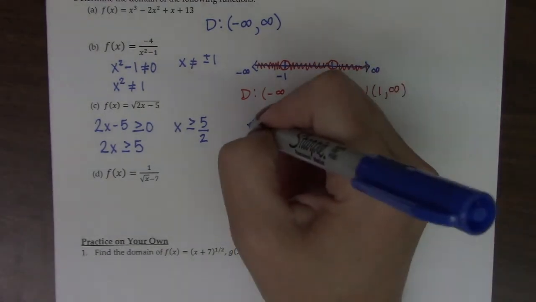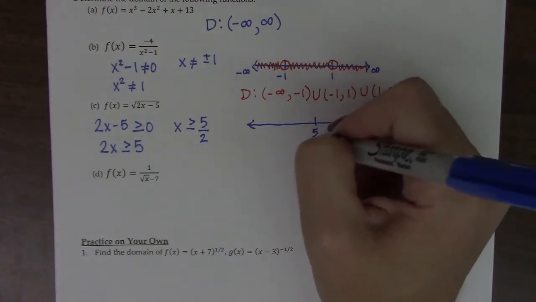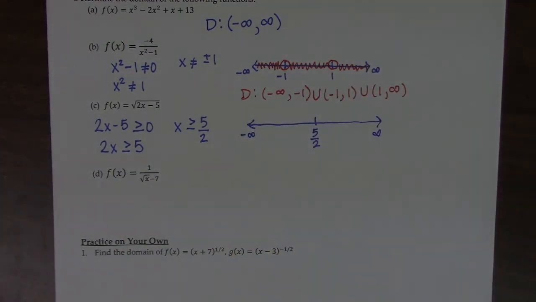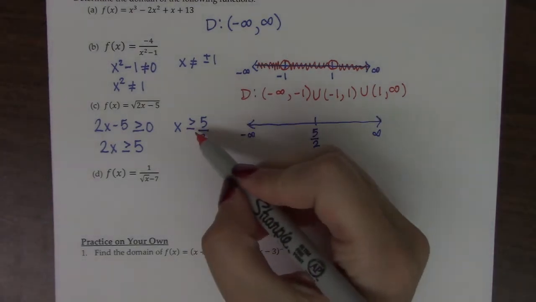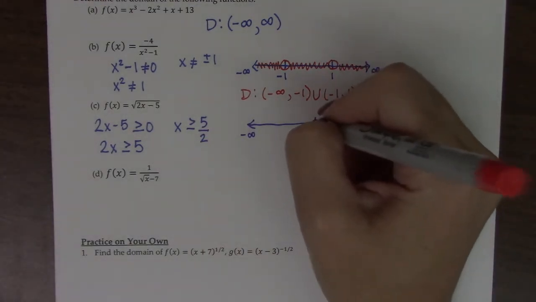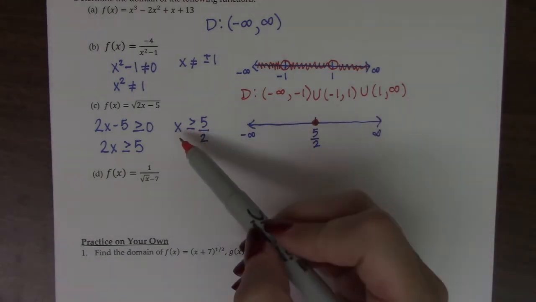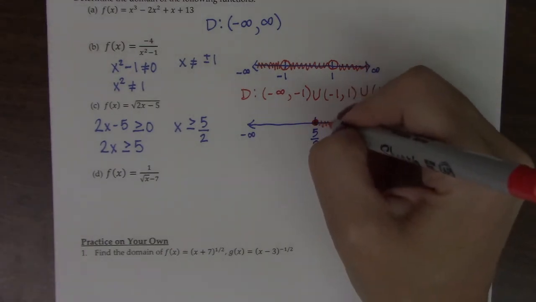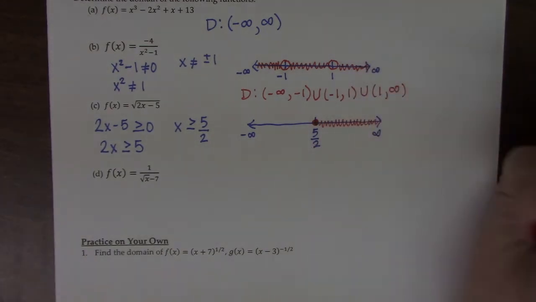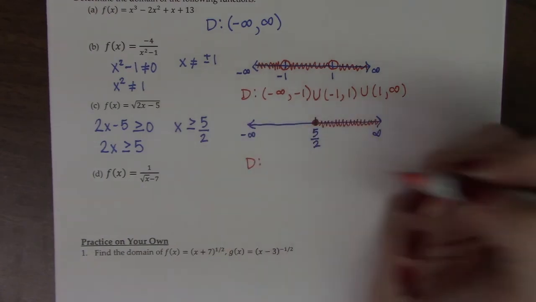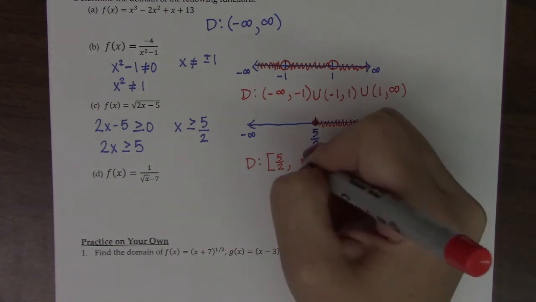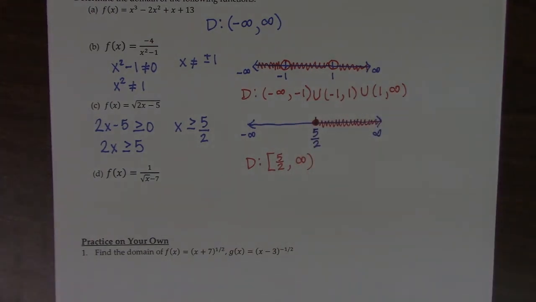So if I sketch this out, there's 5 halves. Now, x is allowed to be equal to this. So I close this in. I'm going to keep 5 halves. But this says x is bigger, right? Greater than or equal to this. So I shade all the values to the right. So now when I read the domain from left to right, I use a bracket for 5 halves because it's allowed, and we accept all the values from 5 over 2 to positive infinity.